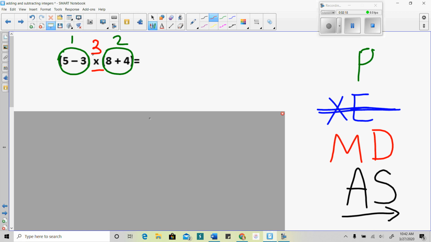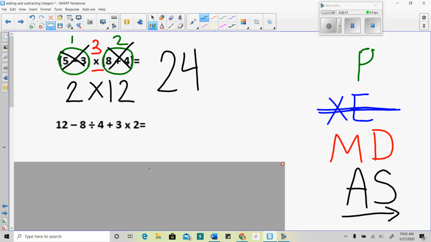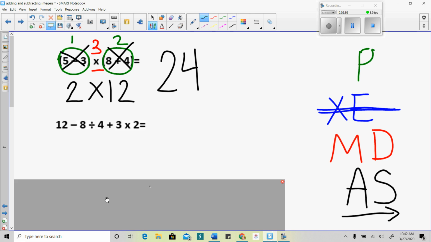So we're going to use the colors to help us number this to make sure we're getting it numbered in the correct order. And then we're going to go ahead and solve. So step 1, 5 minus 3 is 2. Step 2, 8 plus 4 is 12. Now I've already done step 1 and I've already done step 2. So everything you see inside there is gone. So now let's drop down that times sign. And so I'm doing 2 times 12, and you should have gotten 24 for this first one. Okay, so going on to the next one, go ahead and write it down.